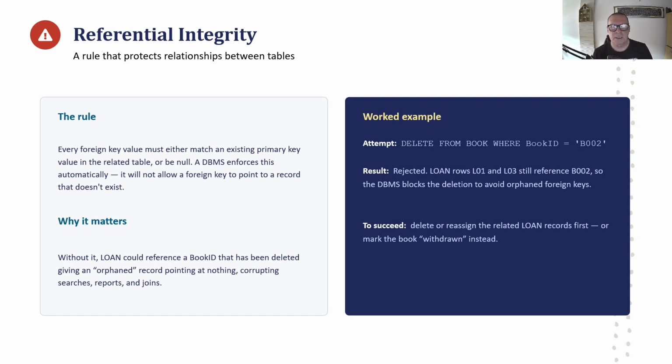So on the right hand side, there's an example. Imagine we were trying to delete a book from the book table where the book ID was B002. That will be rejected in our database because we have loan entries that still reference that. So we can't leave them hanging and orphaned, pointing at nothing. So the DBMS wouldn't allow it. We'd have to reassign or delete the loan records before we could delete the book record.